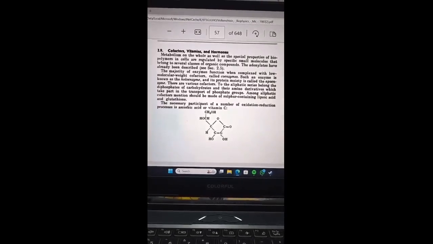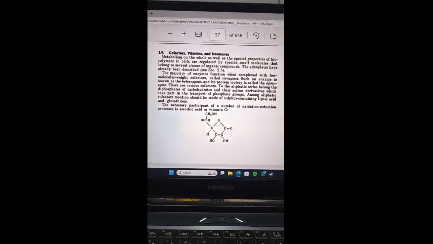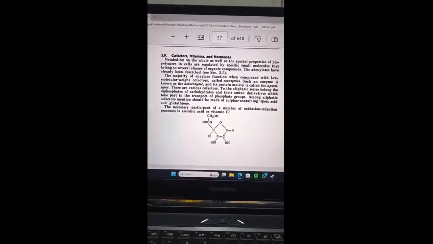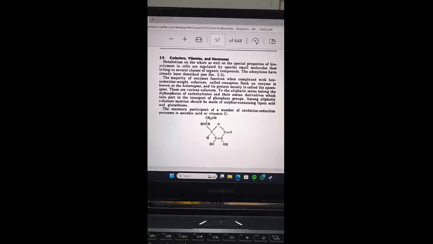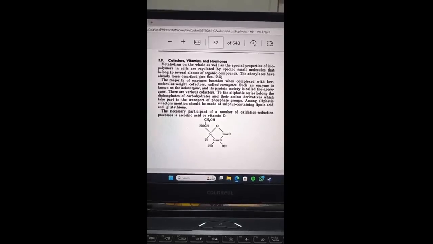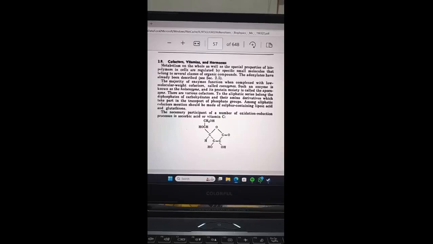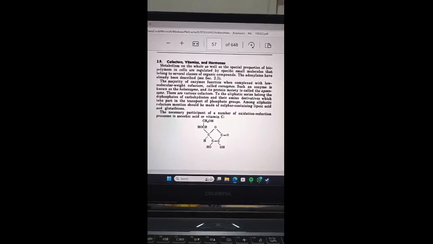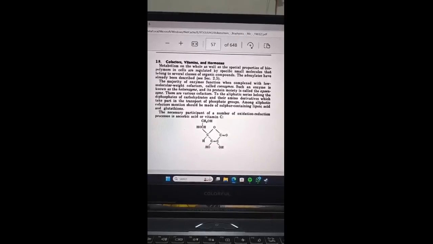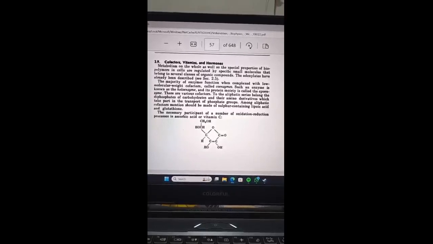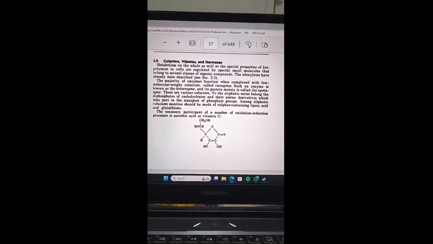Another topic which we are going to discuss today is cofactors, vitamins and hormones. The metabolism of the whole cell, as well as the specific properties of the biopolymers in the cell, are regulated by specific small molecules that belong to several classes of organic compounds. The majority of enzymes function in complex with a low molecular weight cofactor. Such an enzyme is known as a holoenzyme, and the protein moiety is an apoenzyme.